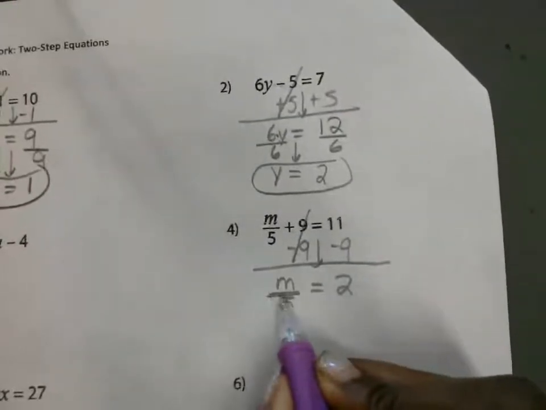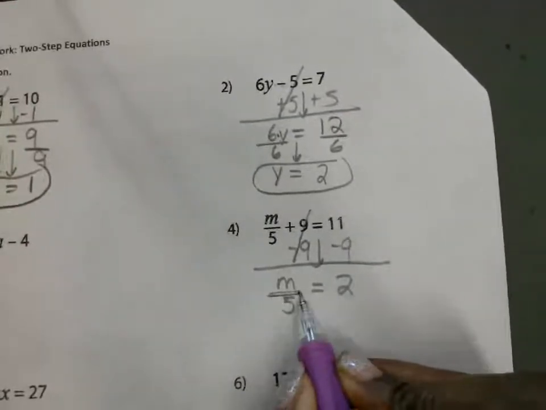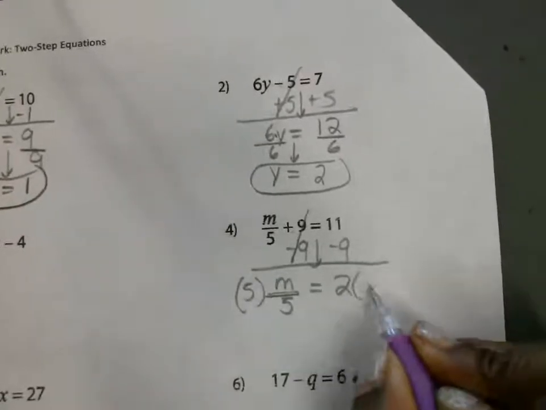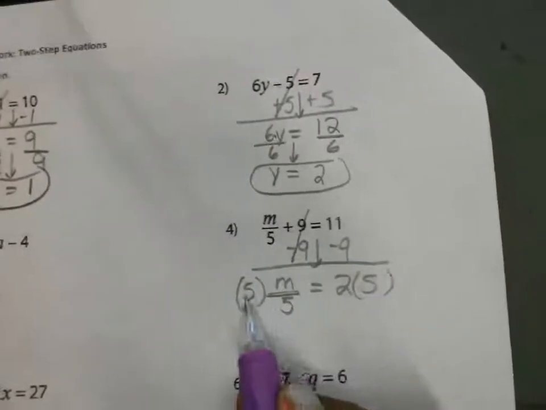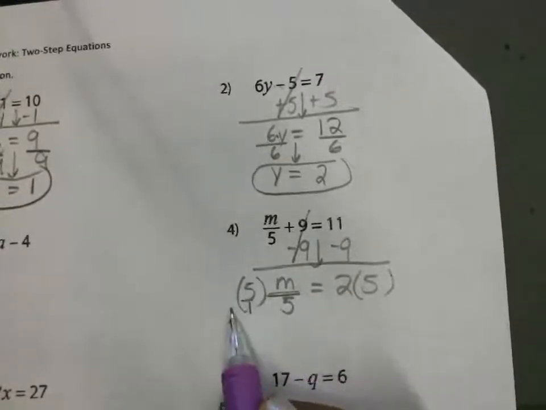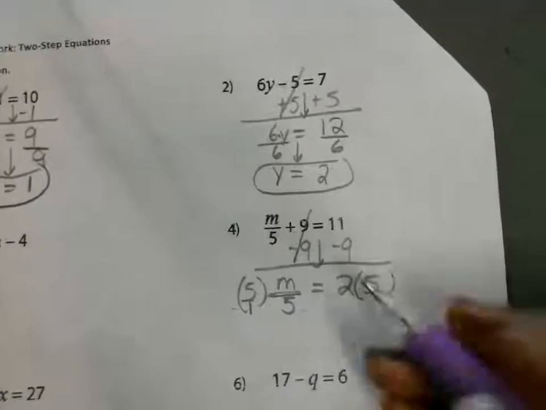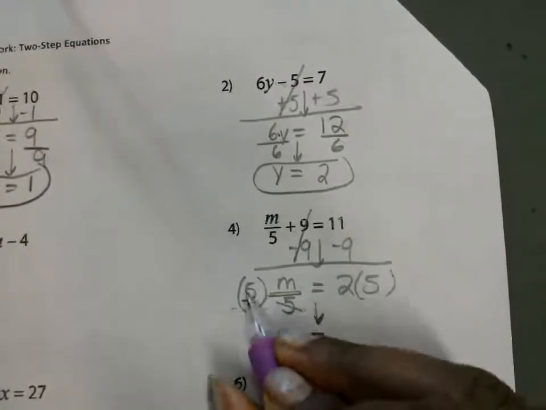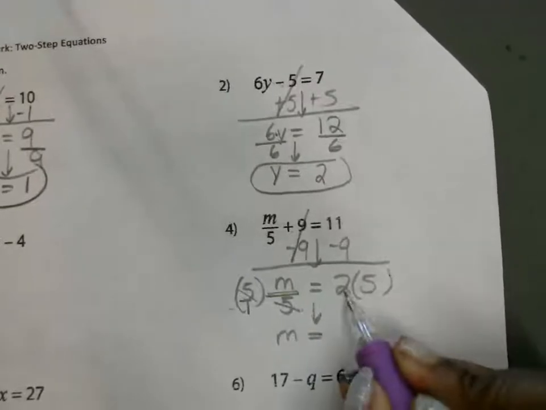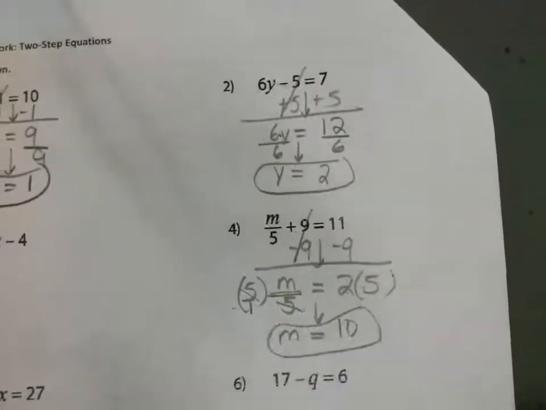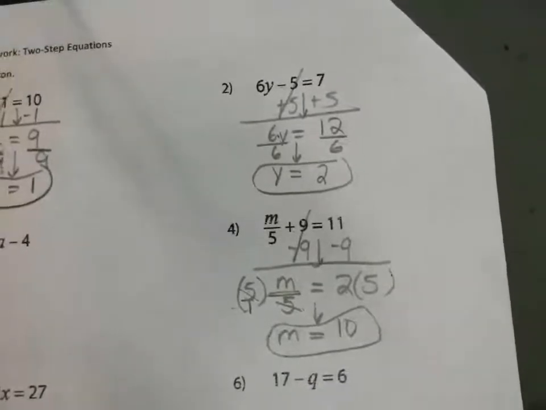The inverse or opposite of division is multiplication. So to get rid of the 5 here, you're going to multiply both sides by 5. When I multiply this side by 5, 5 over 1, this is 5M divided by 5. That gives me 1M, or just M. Okay? 2 times 5 gives me 10. 10 is my answer there.